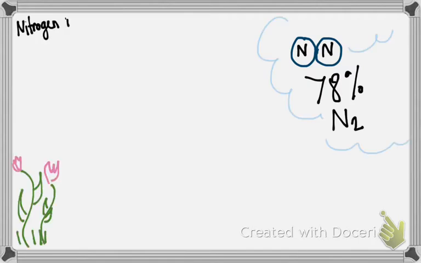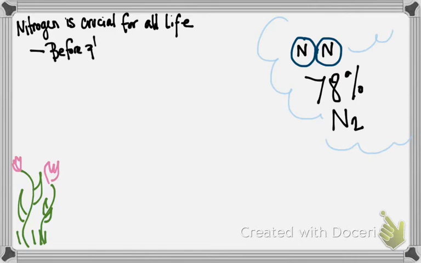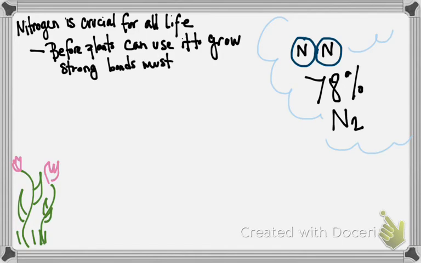So nitrogen is incredibly important for all life. But before life can use it, it has to be changed from atmospheric nitrogen into something that's a usable form. And in this case, plants need it to grow, so the bond must be broken of this nitrogen gas. And this is done through a process called fixation.